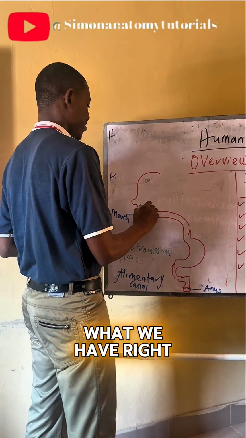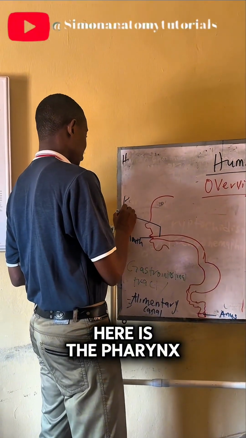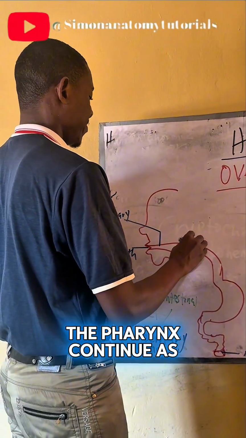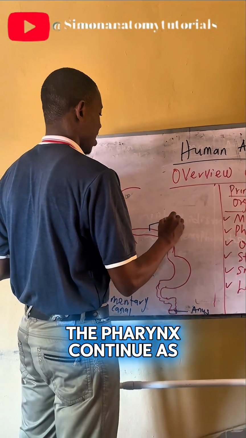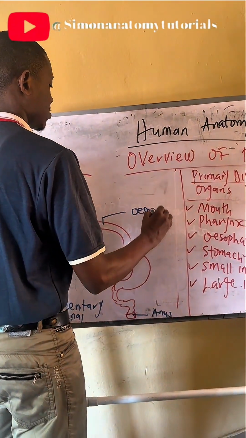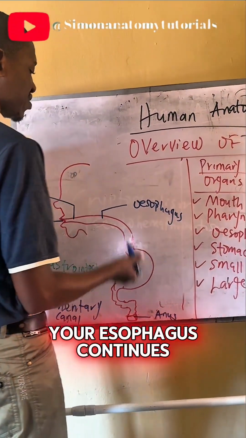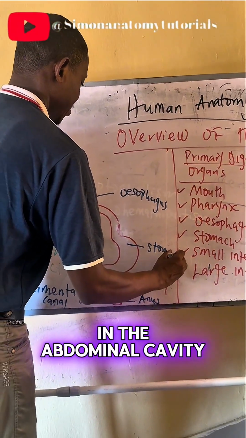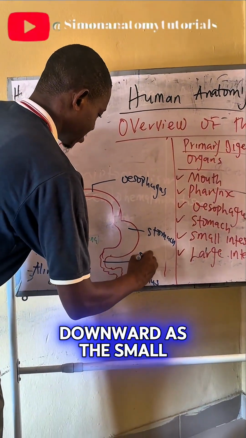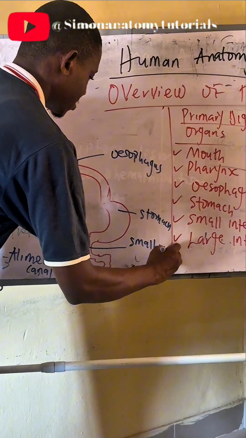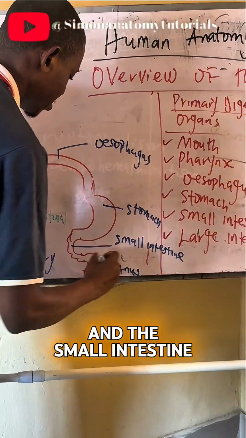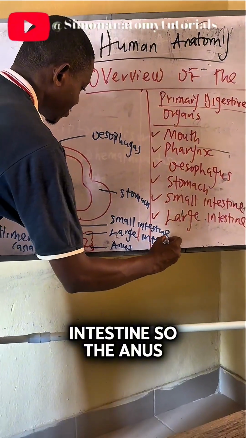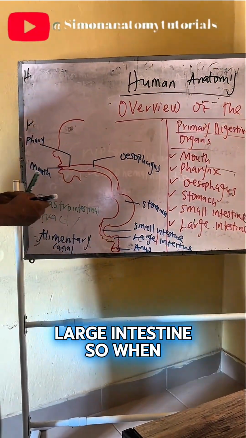So in this place, what we have right here is the pharynx. From the mouth, the tube continues as the pharynx, which continues as the esophagus. The esophagus continues downward as the stomach, in the abdominal cavity. The stomach further continues downward as the small intestine, and the small intestine continues downward as the large intestine.